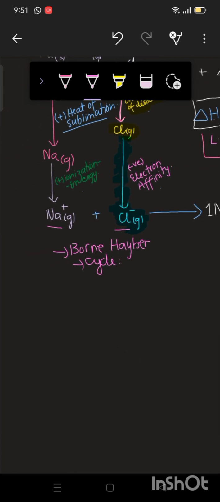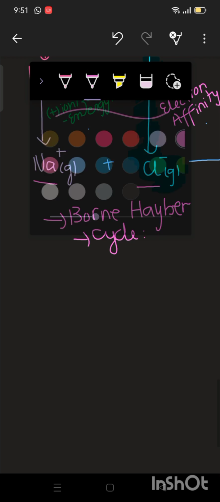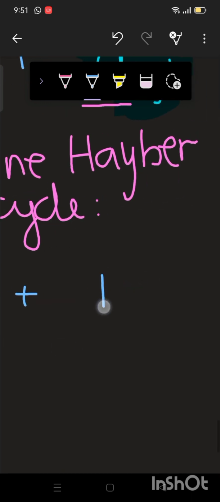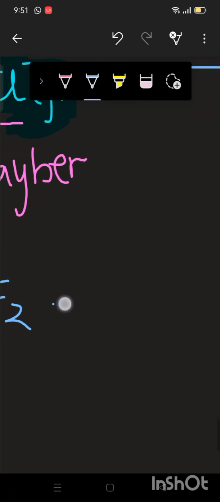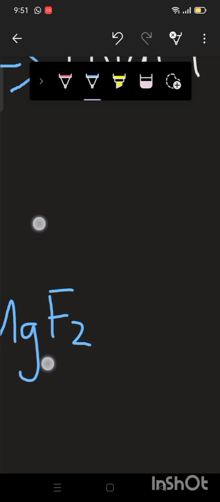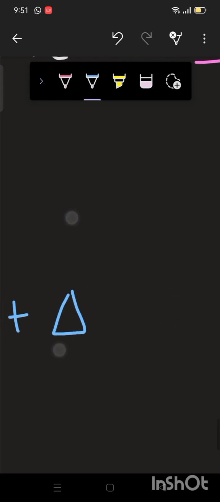So we are going to make the Born-Haber cycle of that as well. We know that we are going to react Mg with F2 to give MgF2 plus heat of formation, right? Now see, we have taken here Mg and fluorine.